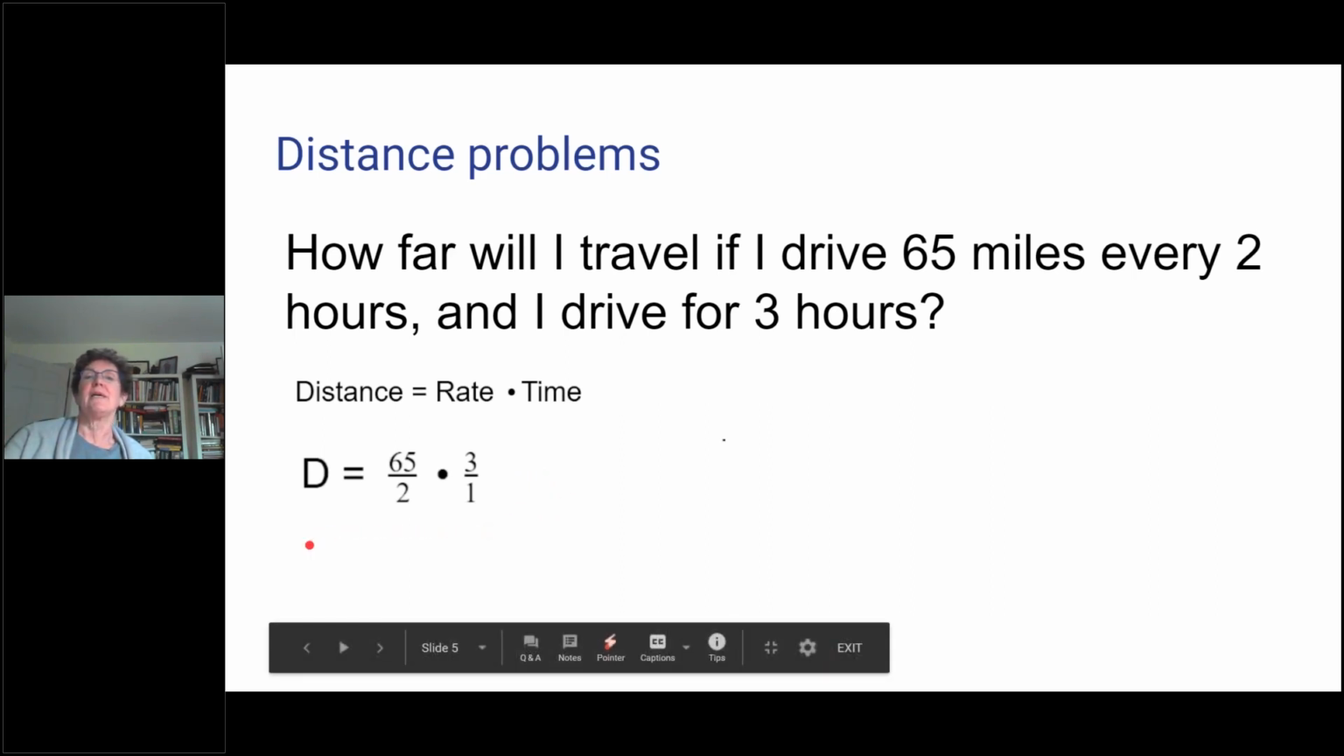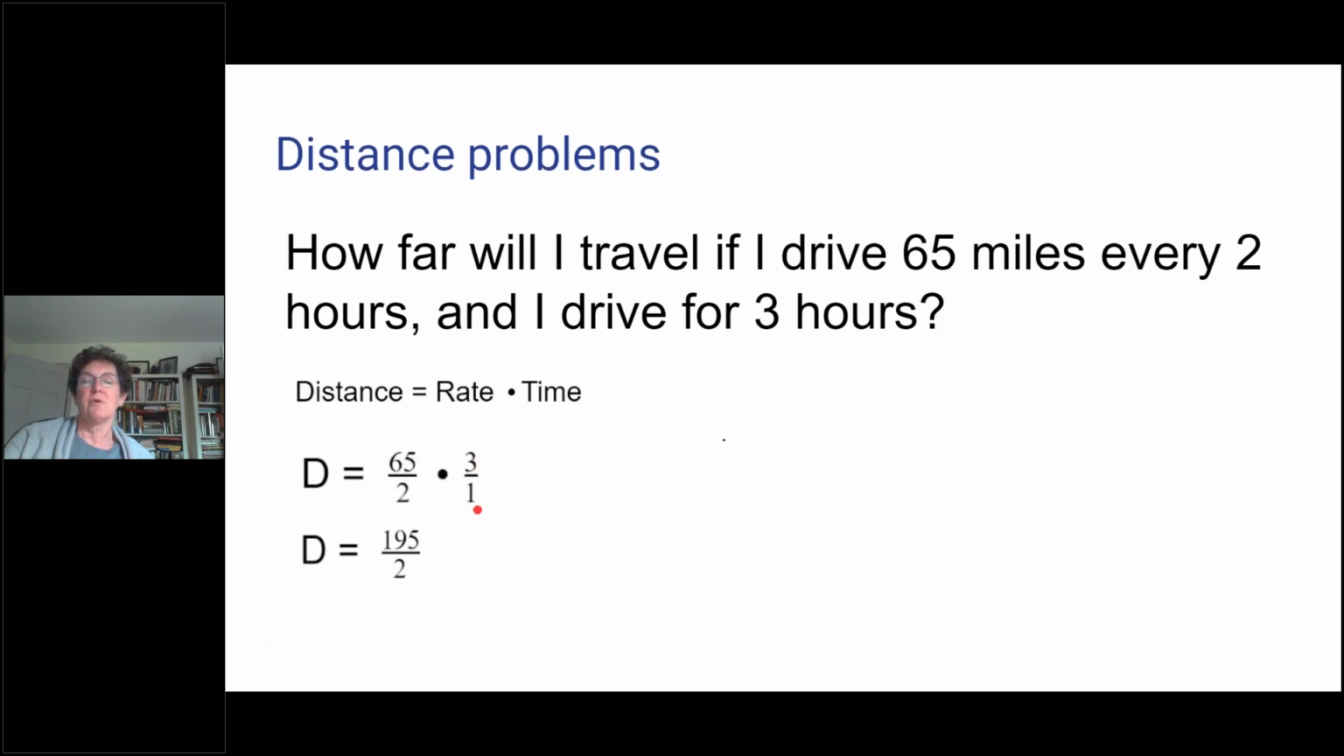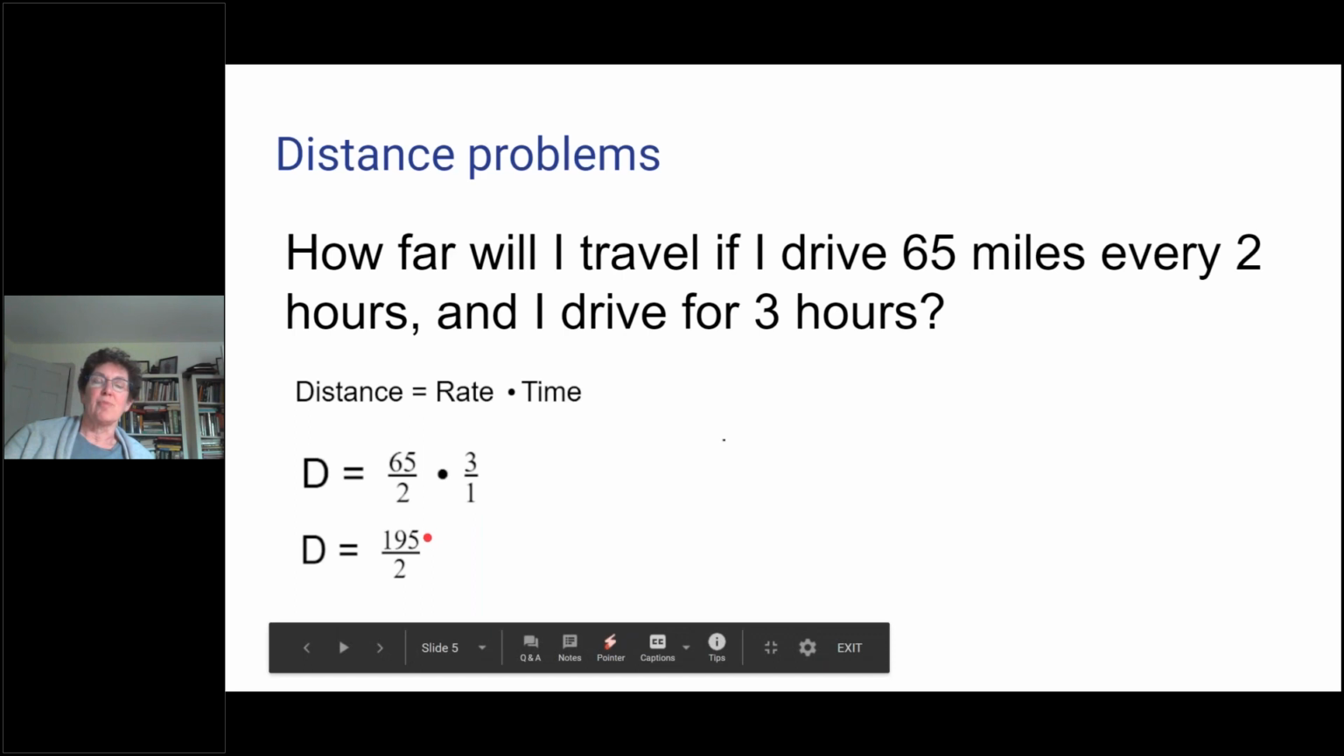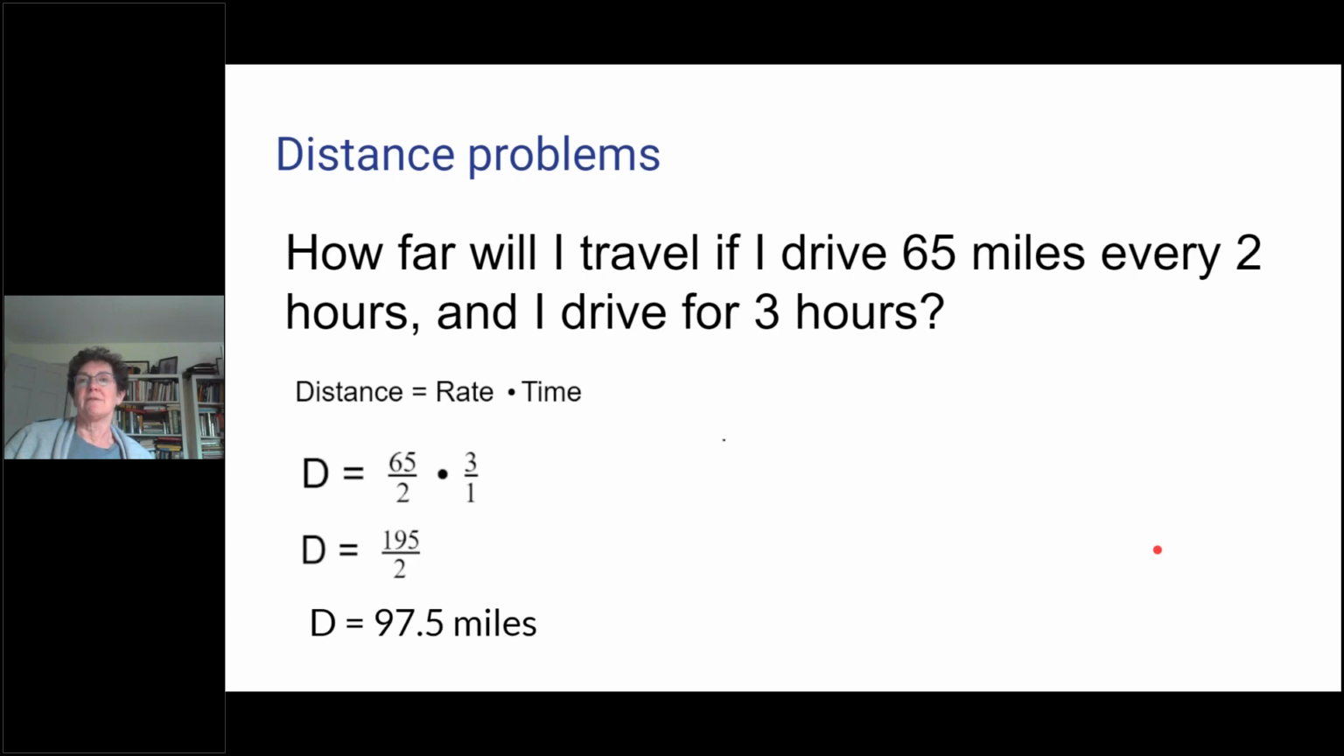And when I simplify that expression, this here on the right-hand side, I got distance equals 65 times 3 is 195. 2 times 1 is 2. And now I have a division problem. 195 divided by 2, which if I simplify, leaves me with 97.5 miles. So how far will I travel if I drive 65 miles every 2 hours and I drive for 3 hours? I will go 97.5 miles.